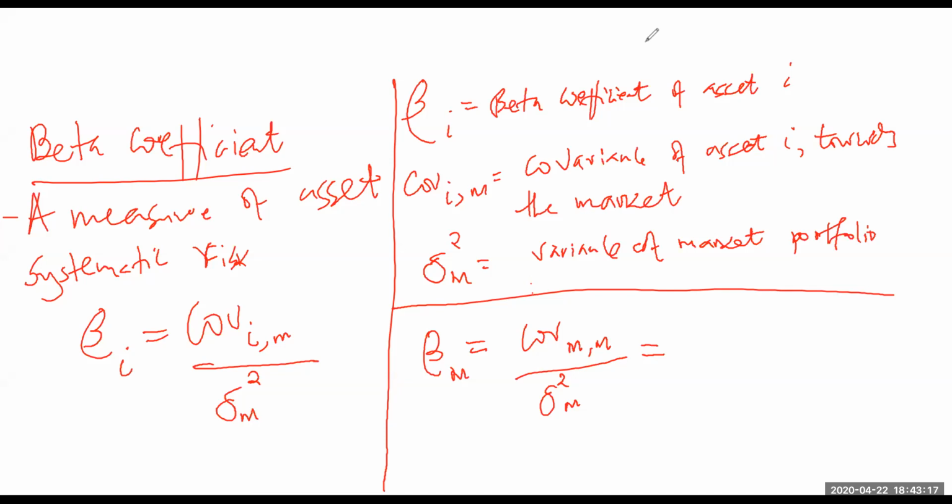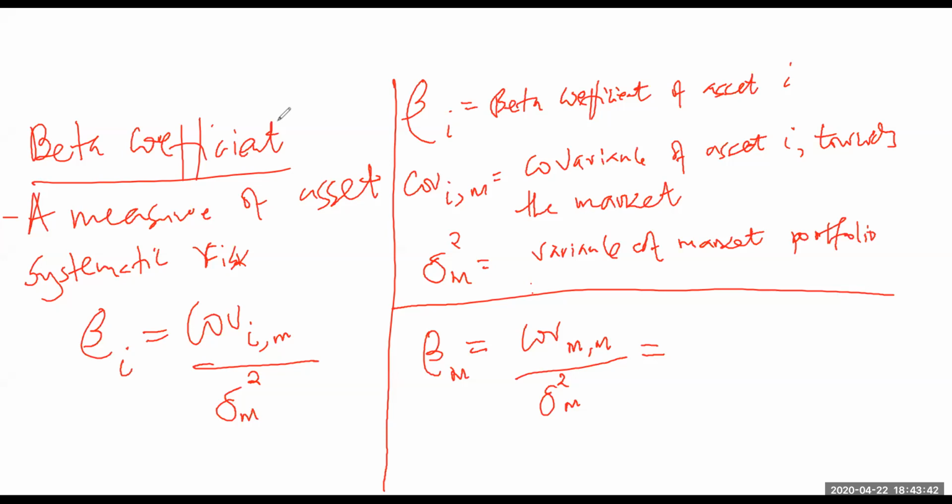Now, Asma, let me ask you, how did you get it? Yes. How did you get one? Because the covariance of M and M is the variance of M. Yes, that is it. Thank you, Asma, for that.